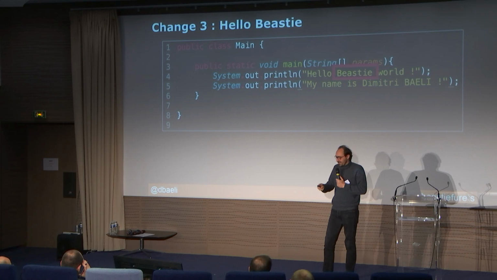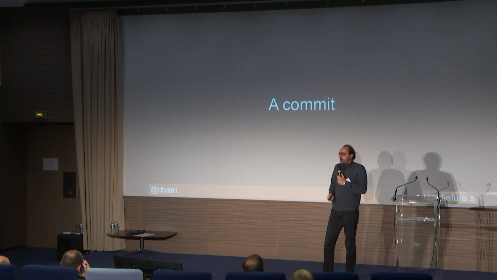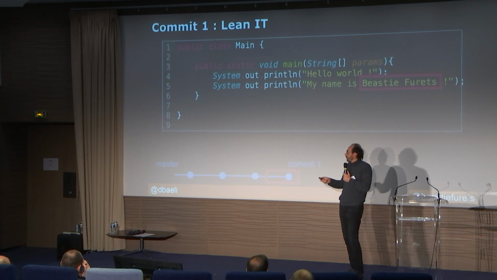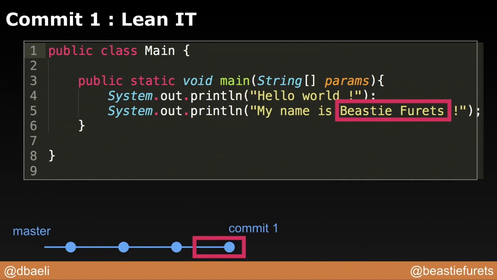Beastie word is because the dev team on Twitter and the website of the dev team is called Beastie Furets. So we have the three different changes. A change is a commit. So here you have the history. It's a line. You imagine the version of the Harry Potter's book, and each dot is a change.